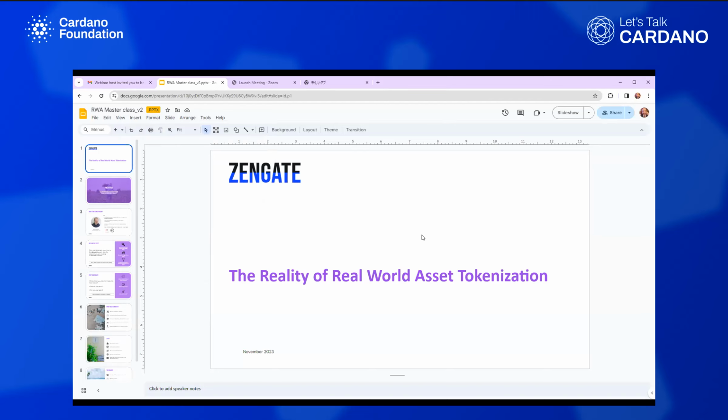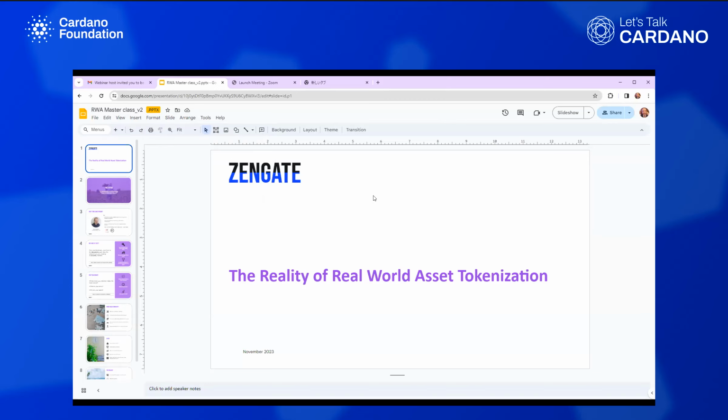All right, so welcome to the reality of real world asset tokenization. So thank you very much for joining the class.